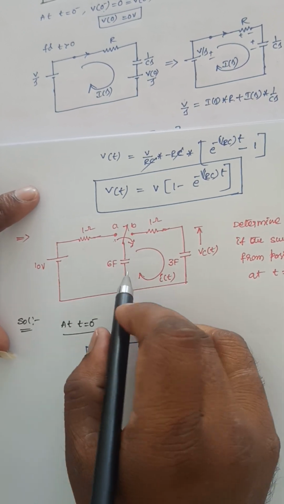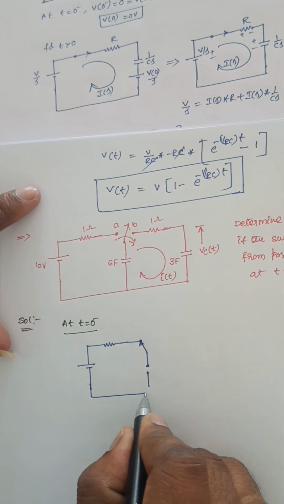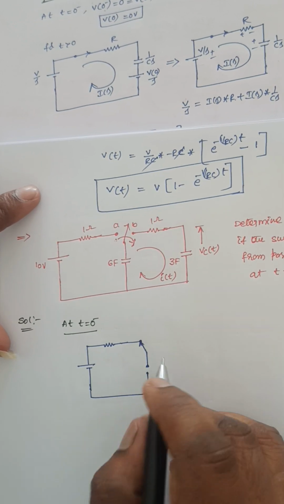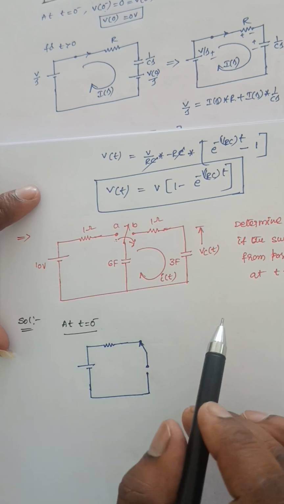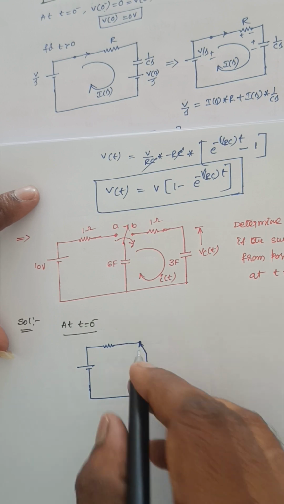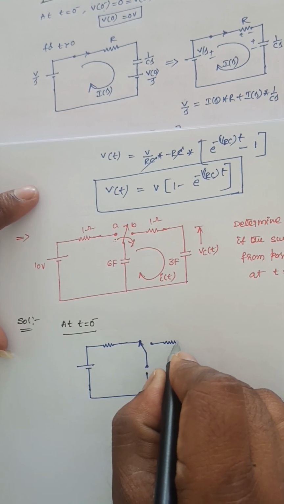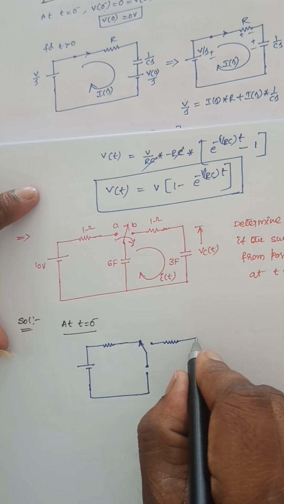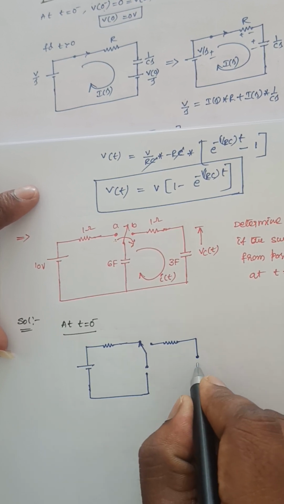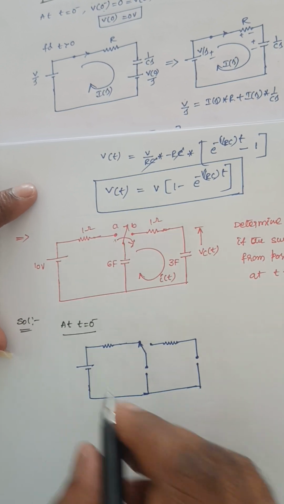This capacitance under steady state condition will act as an open circuit. That means from minus infinity to 0, the circuit is under steady state condition. Under steady state condition, the capacitors will act as open circuits, and if there is any inductor, that will act as a short circuit. So this capacitor will act as an open circuit at t equals 0 minus.